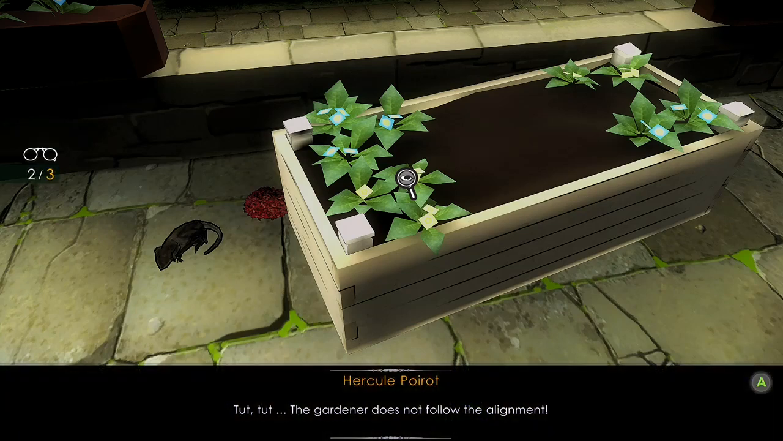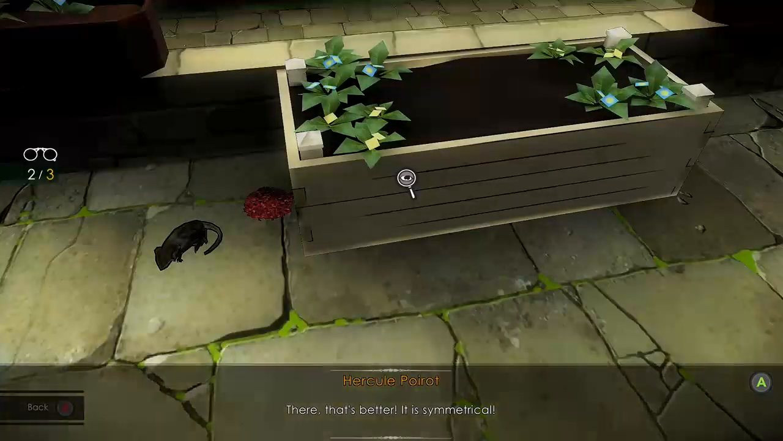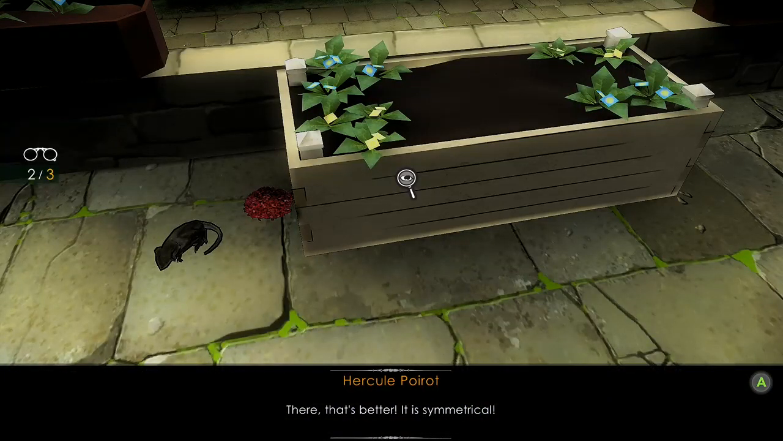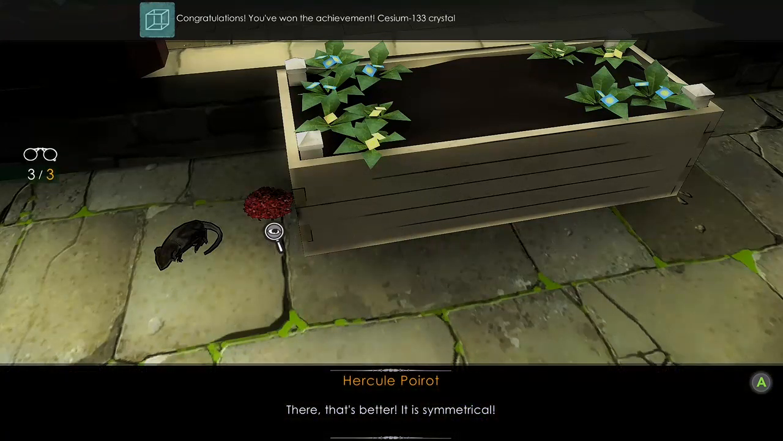Tut-tut. The gardener does not follow the alignment. There, that's better. It is symmetrical. The sound of water has stopped. There, that's better.